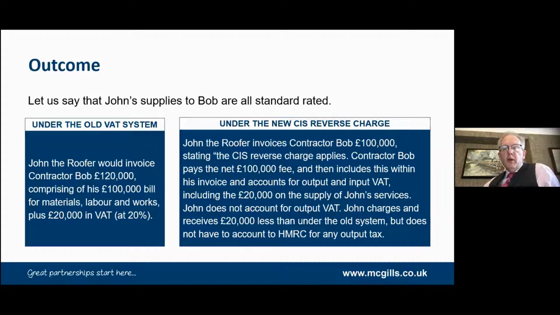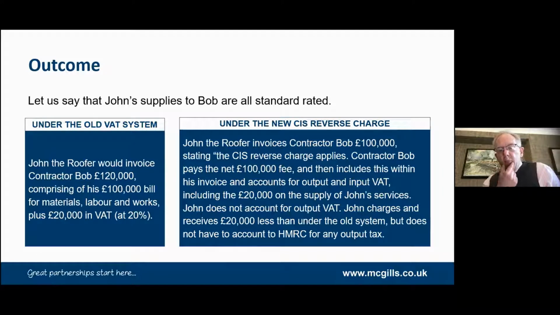The change may well impact John's cash flow, as under the old rules, if contractor Bob was a prompt payer, he could hope that he could use the £20,000 in VAT to purchase his materials. He could then purchase his materials and offset the input tax against his output liability. Contractor Bob has a cash flow advantage, as he doesn't have to pay John the £20,000, and then at the end of the quarter he cannot reclaim the £20,000, as it's accounting for a reverse charge.